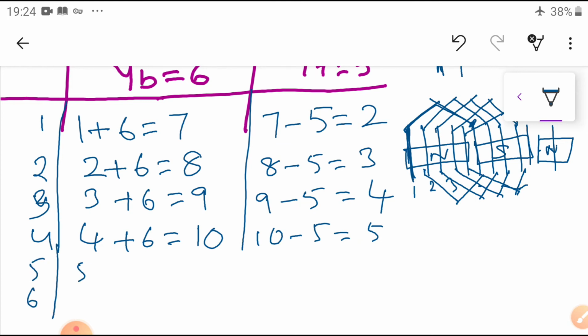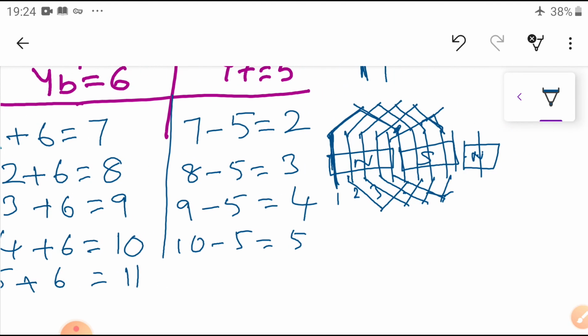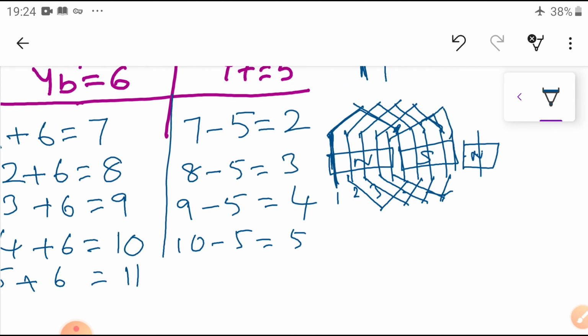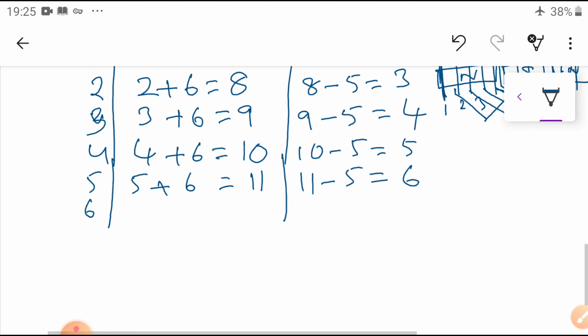Okay. 5 plus 6 is equal to the 11th conductor. So you are going to connect the 11th conductor. Okay, 11th conductor. So 11 minus 5 is equal to... what is the conductor? The 6th conductor. Now we should be connected to the 6th conductor here. Then the 6th is going to connect where? So 6 plus 6 is equal to the 12th conductor.